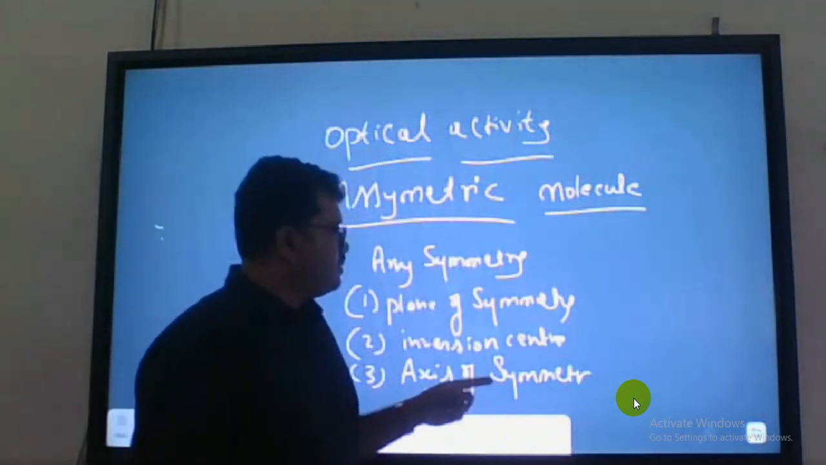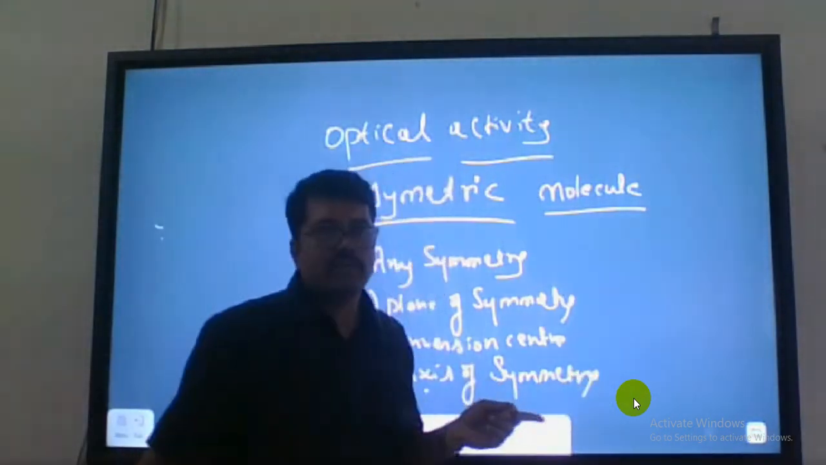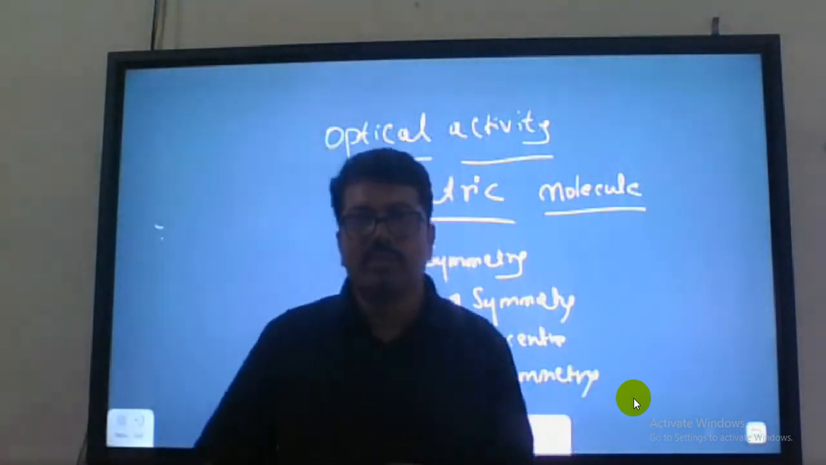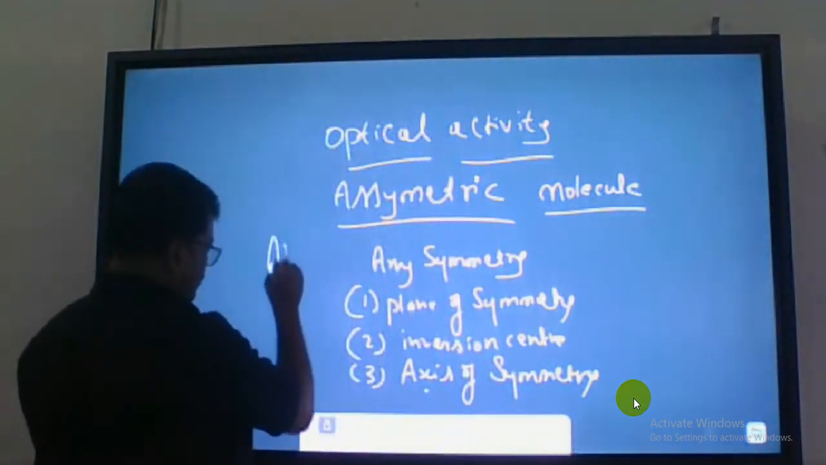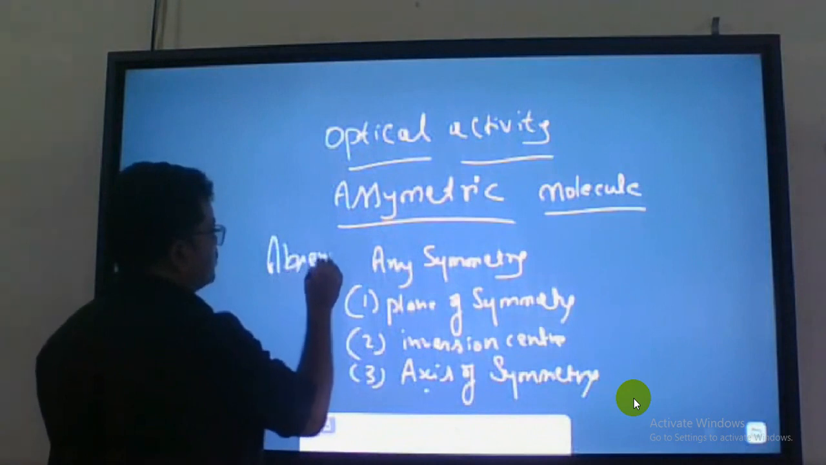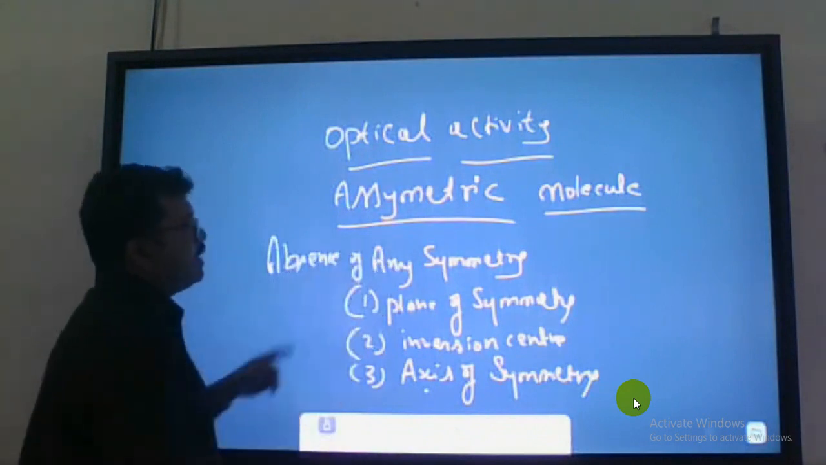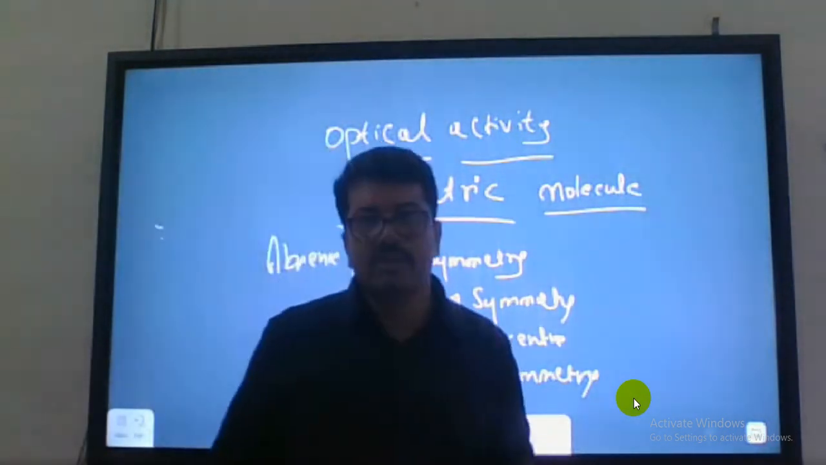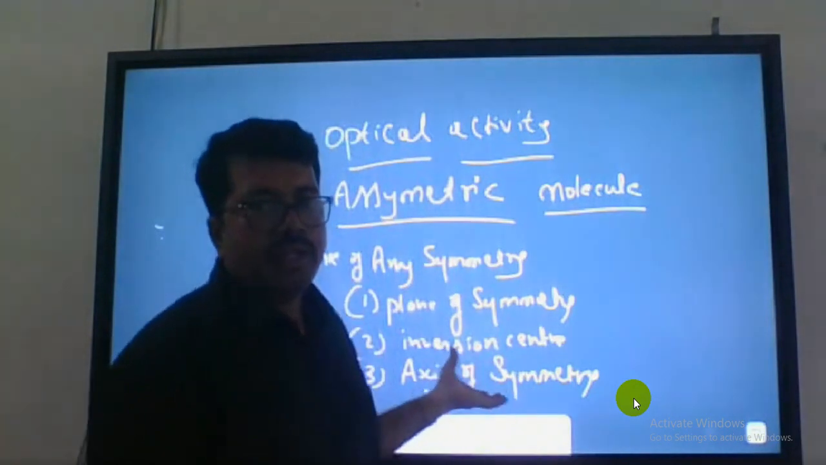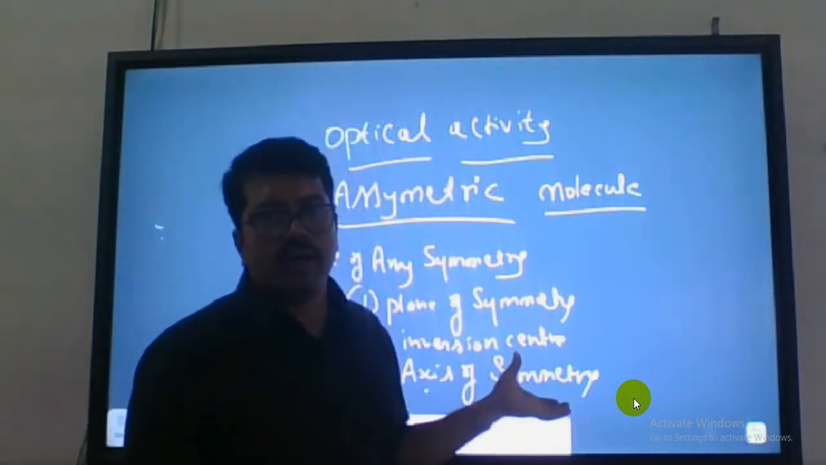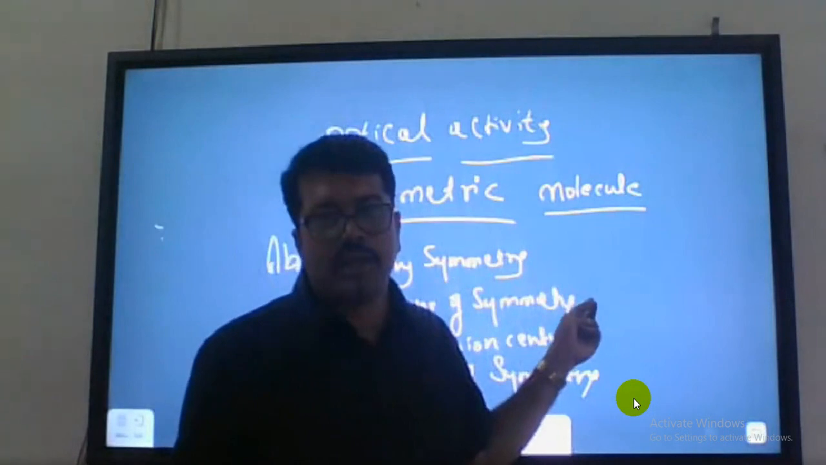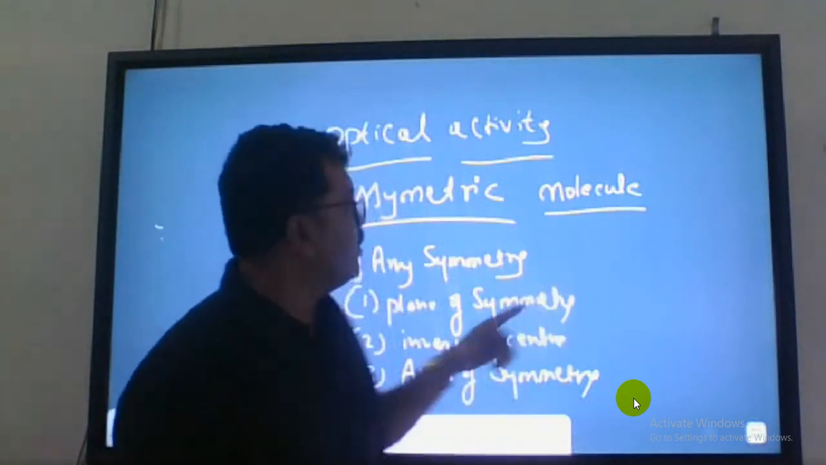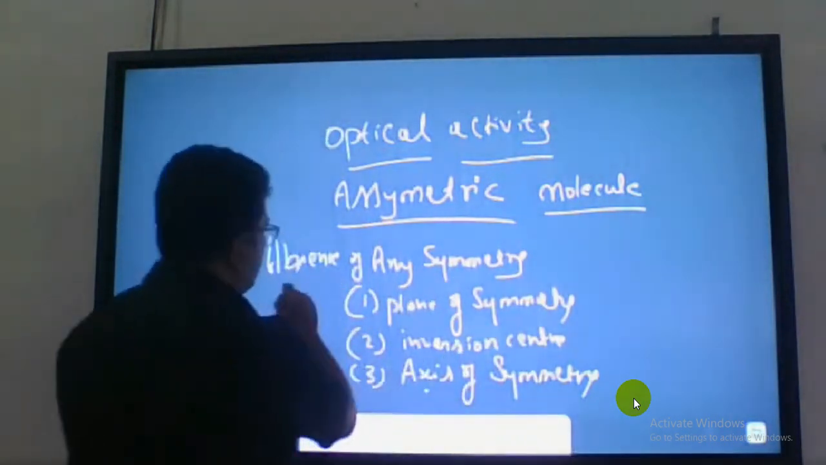Asymmetric means, so axis of asymmetric means what? Asymmetric means the absence of any symmetry. It's called an asymmetric molecule. So all asymmetric molecules are chiral. Today, these should be absent.